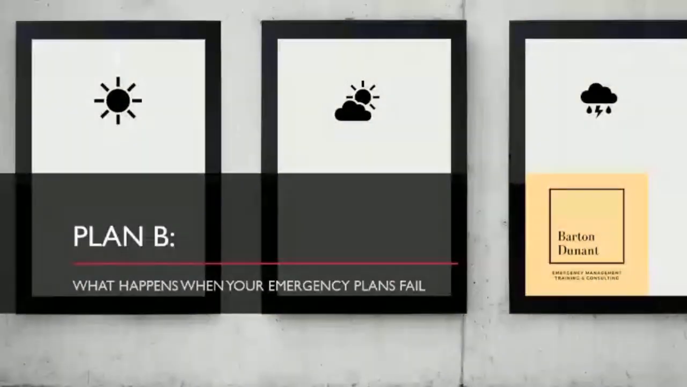So from the title, What Happens When Your Emergency Plans Fail? It's a pretty simple answer. And I could really do this presentation in one slide. The answer to the question of what happens when your emergency plans fail is your organization fails. It fails at life safety, it fails at stabilizing the incident, and it fails at protecting property and other assets. Is everybody okay with that? Nah, I didn't think so.